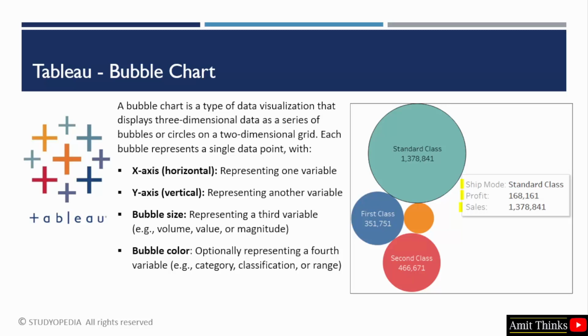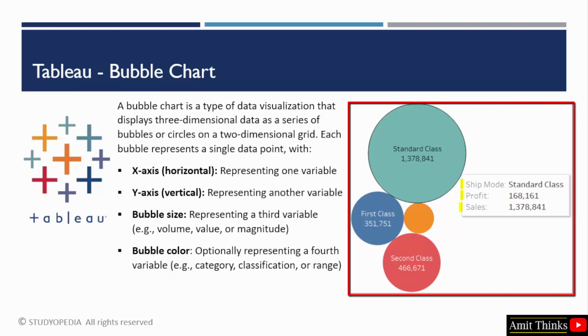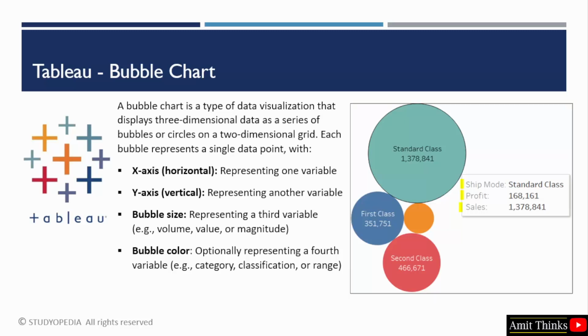So consider a bubble chart as a 3D, that is, three-dimensional data as a series of bubbles or circles on a two-dimensional grid. On the right you can see an image, and it represents one variable on the x-axis, another variable on the y-axis, and a third variable for the bubble size. The bubble size may represent volume, value or magnitude. Bubble color can represent your category, a classification or even a range. That would be your fourth variable. When you create it in Tableau, things will be more clear.